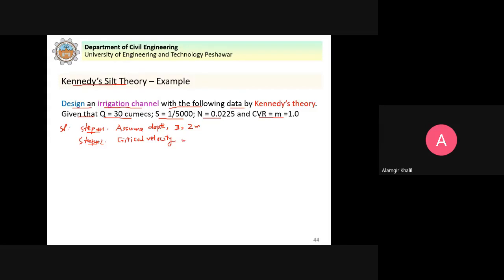So what is the equation for that? That is the Kennedy equation. We have V equal to 0.55. Take care of the system of units. Actually, in some books it is 0.546, so it is rounded to 0.55, into m, the critical velocity ratio, into the depth to the power 0.64.